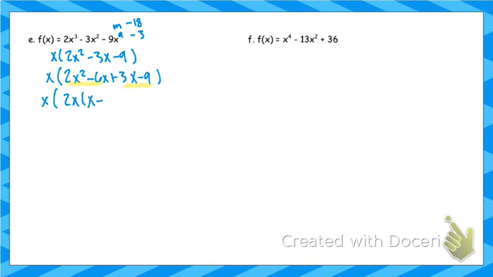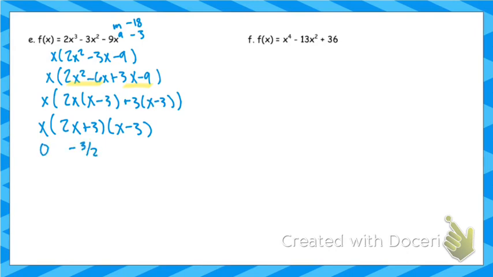2x comes out. 3 comes out. The x minus 3's are shared, and now my thing is fully factored. From here I can find my intercepts, 0, negative 3/2, and 3. All of those are raised to the first power, which means all of those are just going to cross.